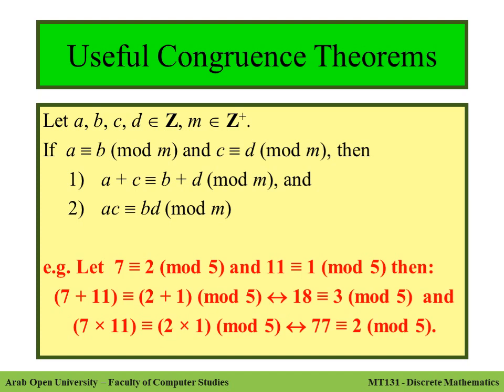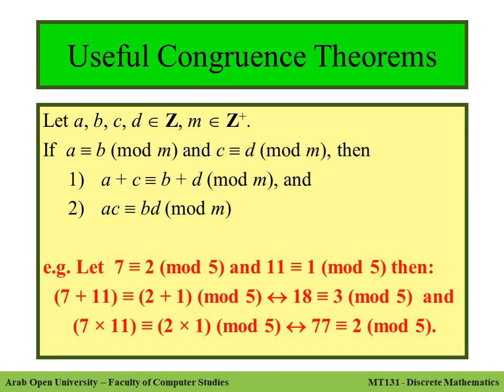Here are examples. We can also check to see if the relations are correct. Is 7 congruent to 2 mod 5? Yes, then 7 minus 2 is equal to 5, which is divisible by 5. So this relation is correct. Is 11 congruent to 1 mod 5? Yes. And 11 minus 1 is 10, and 10 is divisible by 5.